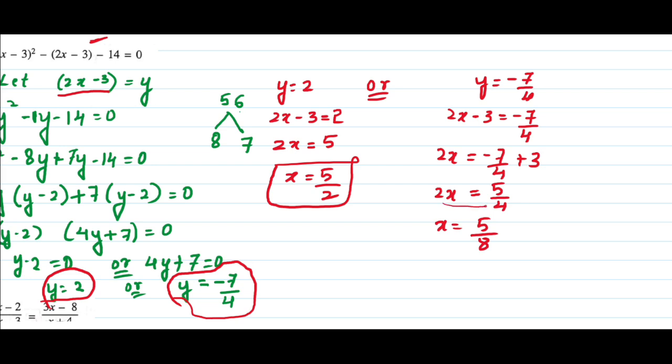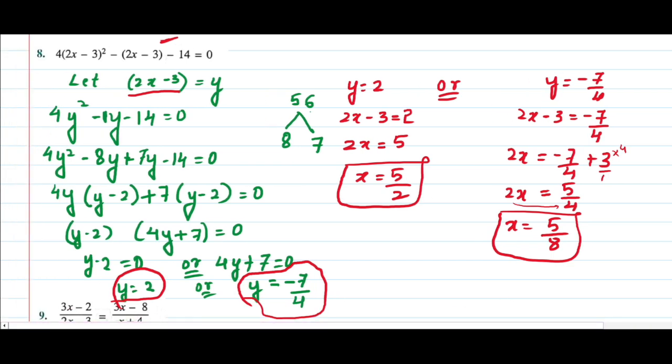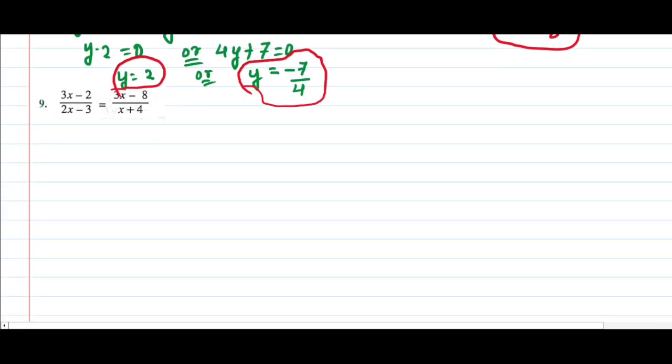If we multiply this part, it will become 5 divided by 8, and if we take the LCM here, this will become 4. So this becomes minus 7 plus 12, and I'll get plus 5. So x is equal to 5 by 2 or x is equal to 5 by 8. I got it for the exercise, that is for question 8.